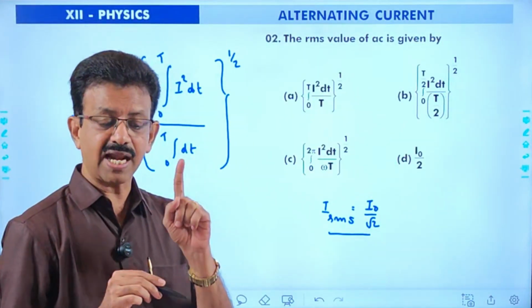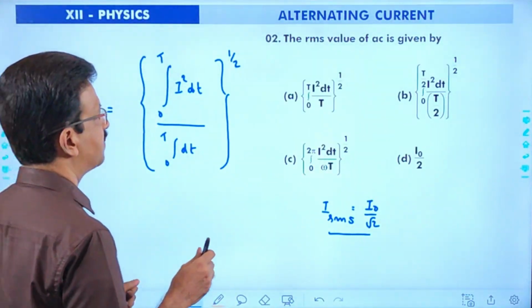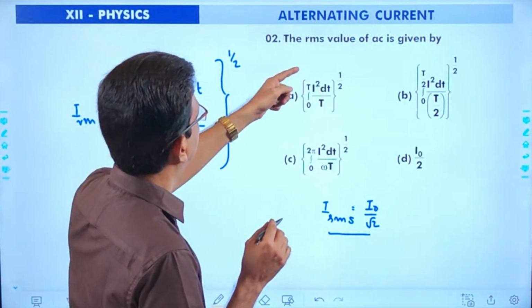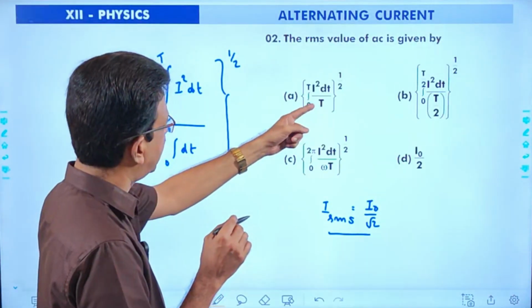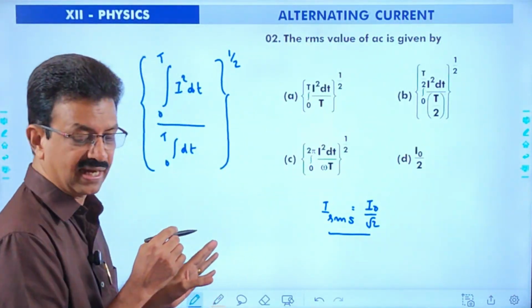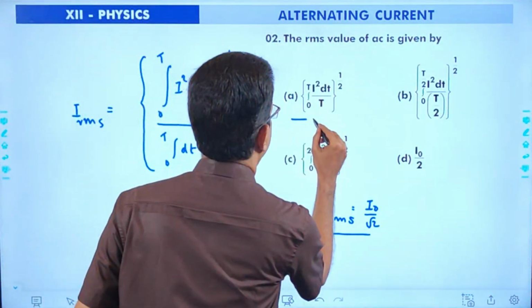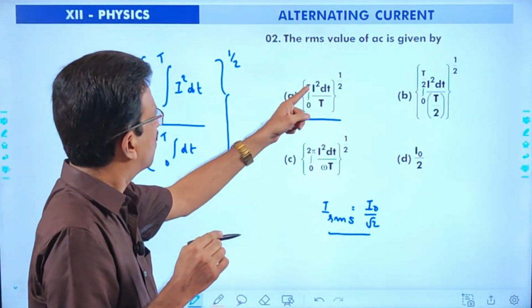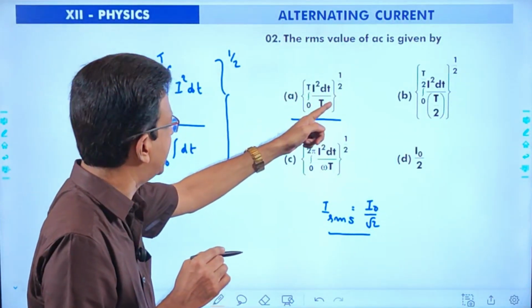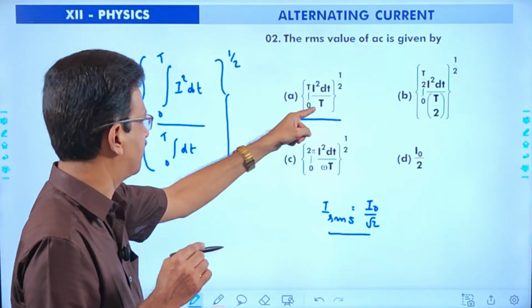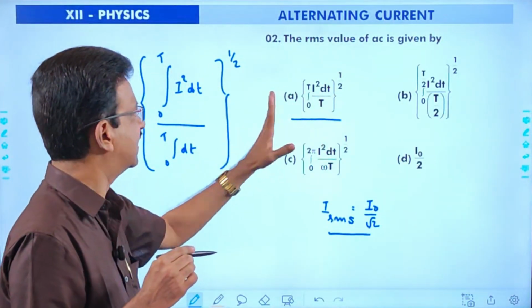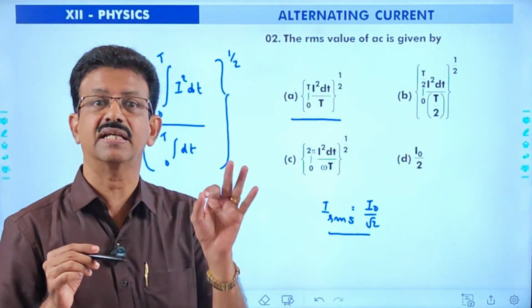Now the question is, the RMS value of AC is given by, let's check, integral 0 to T I square dt divided by total time interval, raised to half. First choice is the correct answer. Summation of squares over one complete cycle, integral 0 to T I square dt divided by total time over one complete cycle, that is time period, raised to half means root. This is given in the first choice. Therefore, the correct answer is A.